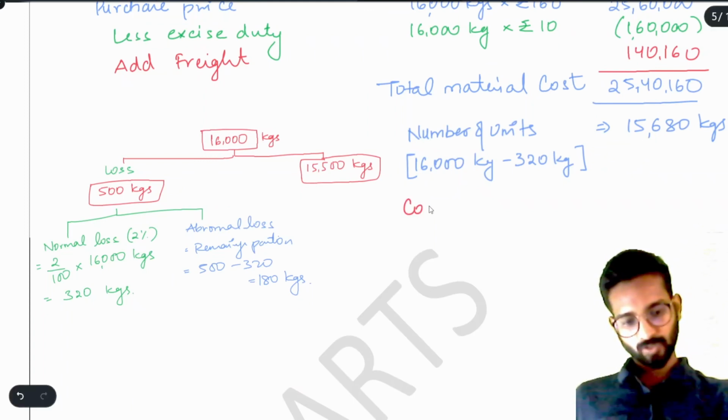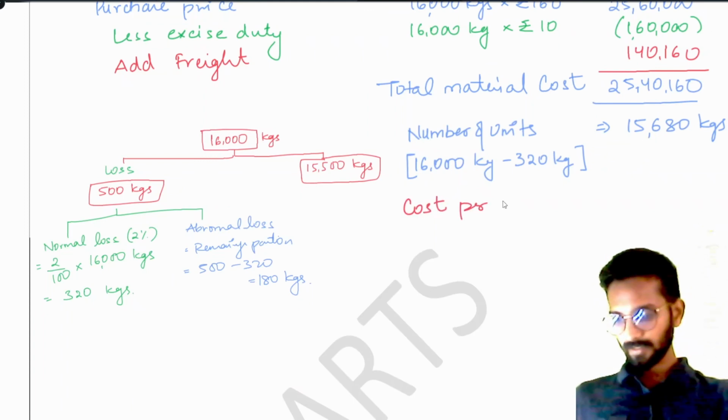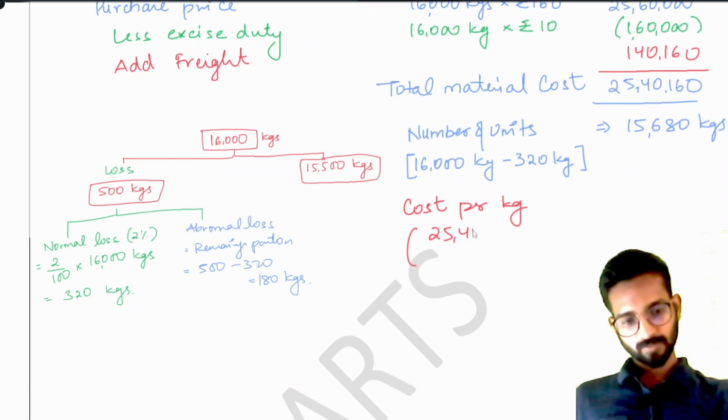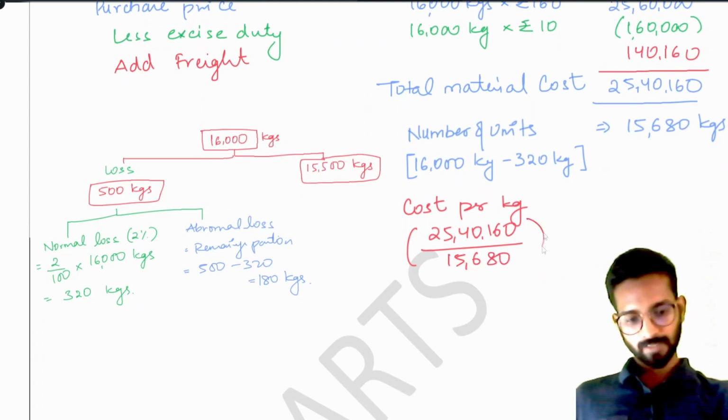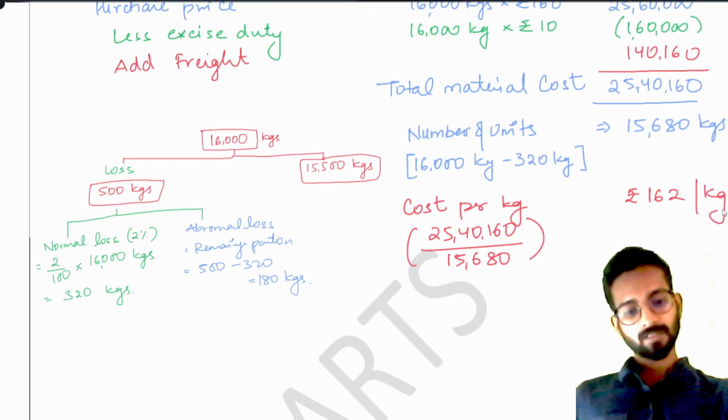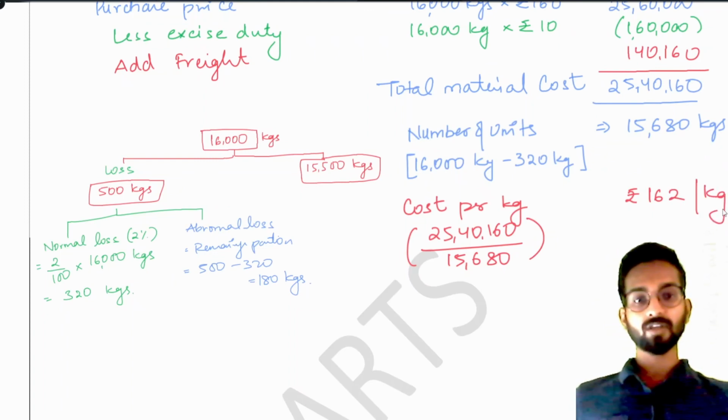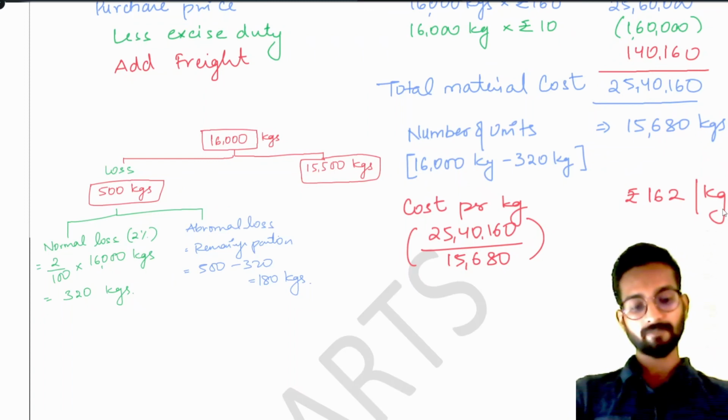Now what we have to find? We have to find cost per kg. Cost per kg, how will we find? The total cost divided by number of units, 15,680, that is rupees 162 per kg. This is my cost per kilo of the material we have purchased.